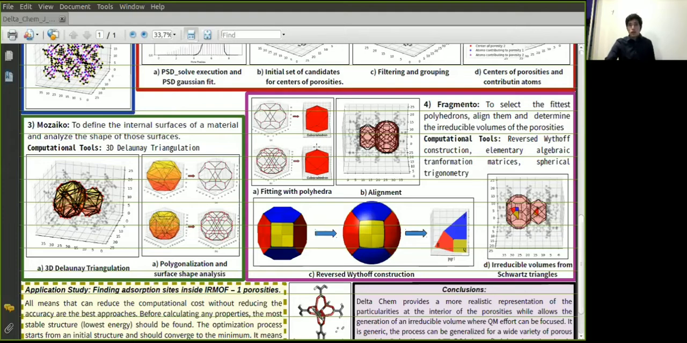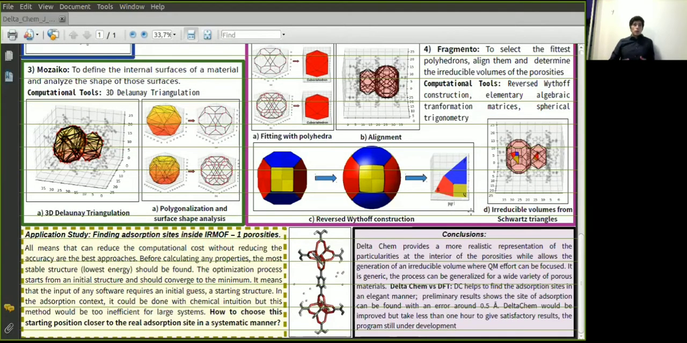Once the fitted polyhedrons are properly aligned with the porosities of the material, the reverse Wythoff construction procedure can be used to obtain the generating or Schwarz triangle of the selected fitted polyhedron. And from this, the irreducible volume that contains all the relevant sides of the pore modeled with the fitted polyhedron is generated.